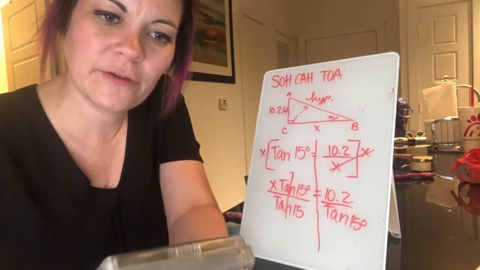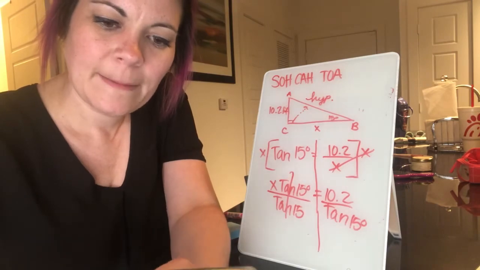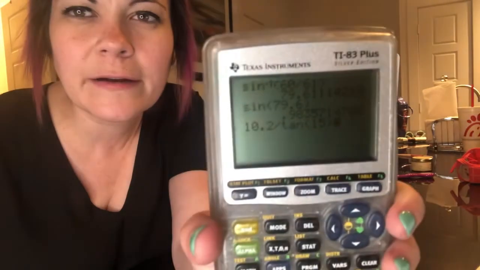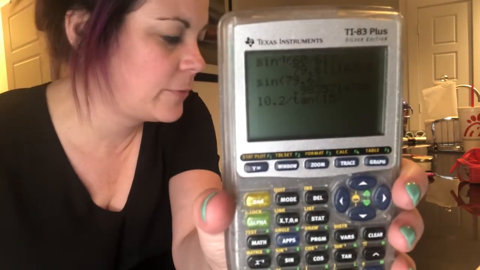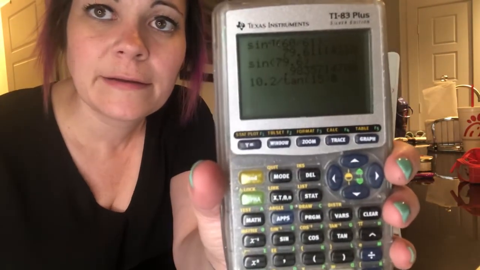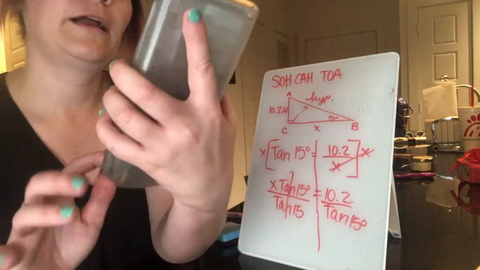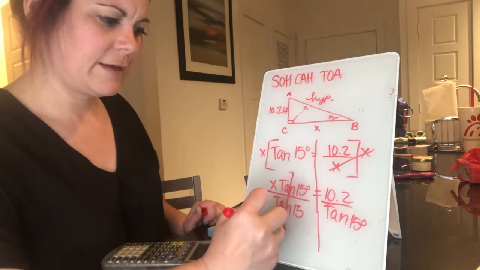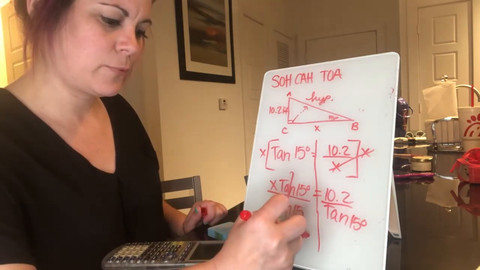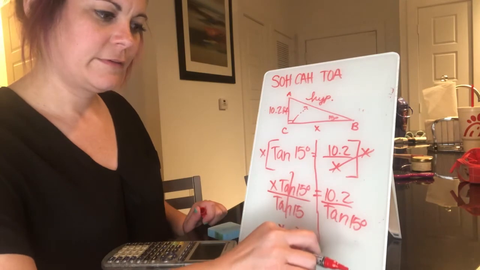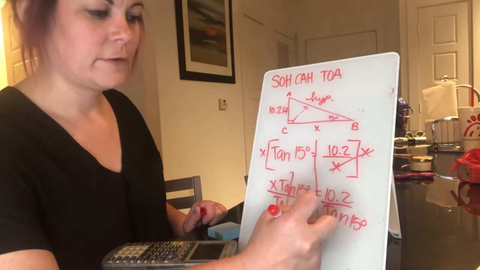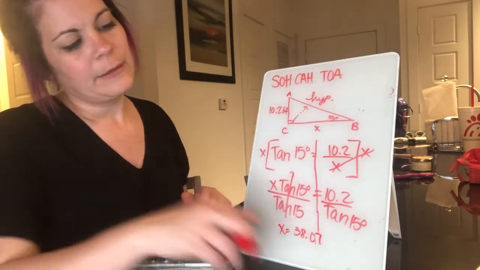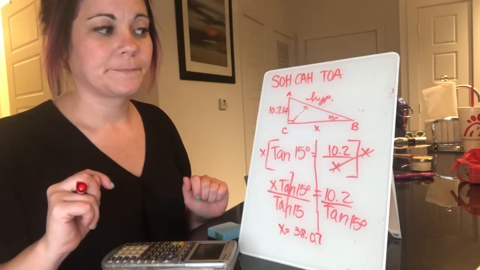So I write 10.2 divided by tan of 15, literally just like that in my calculator. And then I hit enter and I find out that X is 38.07 if I were to round. So that means the length of BC is 38.07.